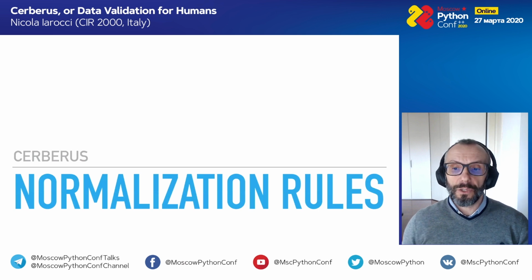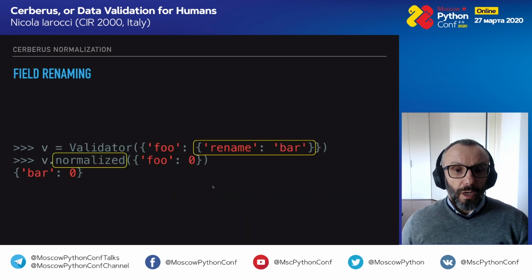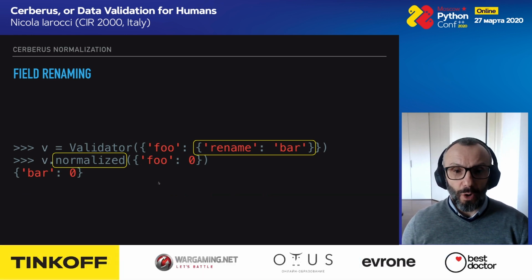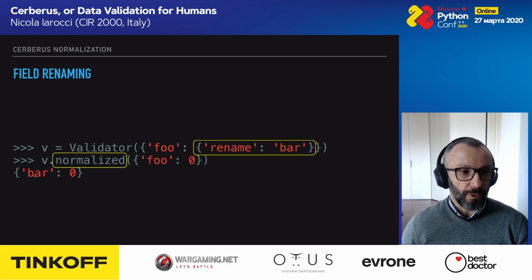And talking about normalization, we have some tricks there as well. For example, we allow for field renaming. Here we have a document with a single field, but our validator has a rename rule for the foo field. So here we are acting on the field itself, on the key, and not on the value. Every time we get a document within our normalized method with a foo field, we rename that field to bar, as you see here.